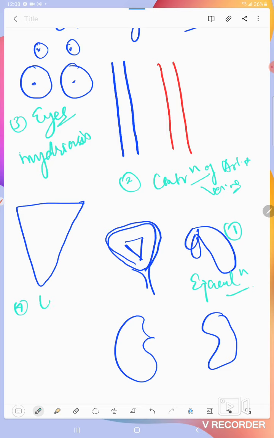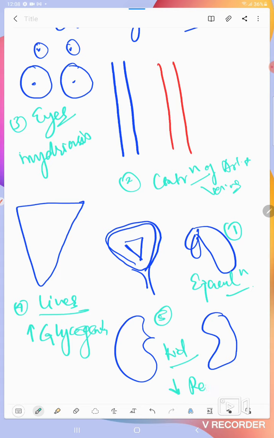Then we have the liver. In the liver, as we discussed, it increases glycogenolysis. And the last, the fifth part, is your kidney. In the kidney, it leads to decreased renin release. So that was alpha 1 receptors. If you want, you can just take a screenshot of this. This is your memory diagram for the alpha 1 receptors.